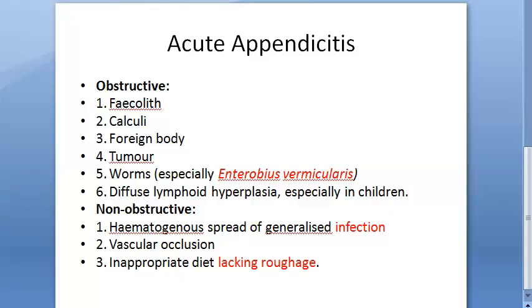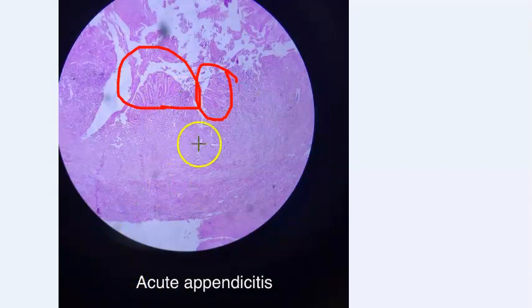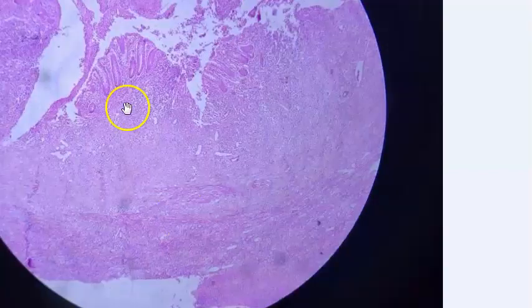Now let us see what we will see microscopically. Here you have acute appendicitis. Here you can see the mucosa, all the layers you can see here, right? These seem to be the crypts, correct? You can see the crypts. You should be seeing the germinal centers, etc. First, let us understand the microscopy in acute appendicitis.